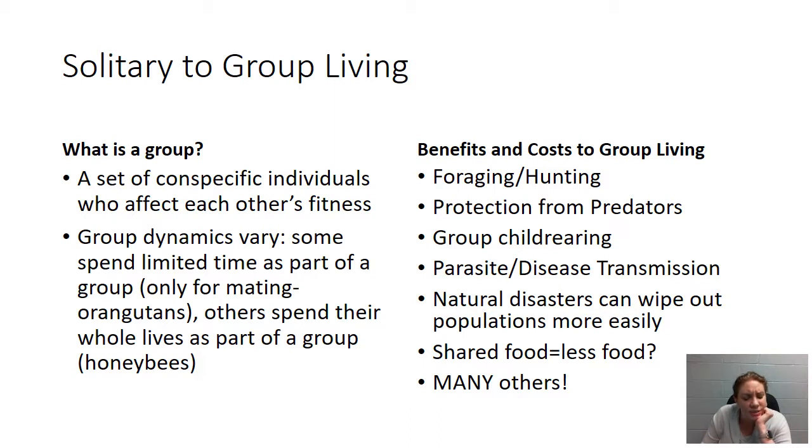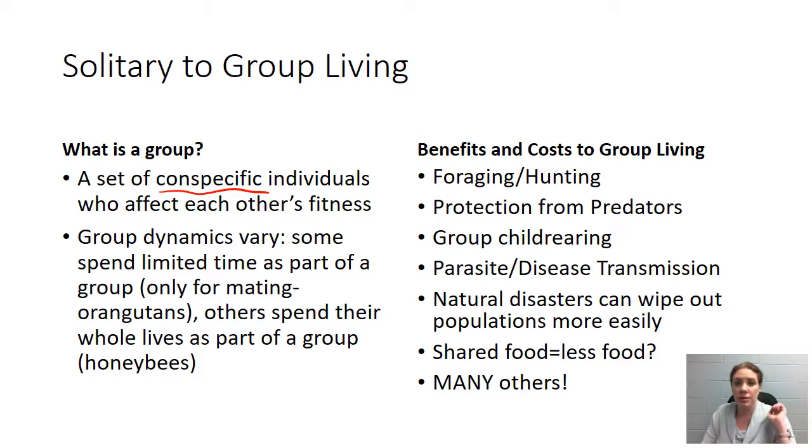But why do people live as groups? Why do ants live as groups? What is so special about social living as a thing? When does this happen, and what triggers it, and why? So a group is technically, in biology, defined as a group of individuals from the same species. That's what conspecific means. Con meaning of the same, specific meaning species, who affect each other's fitness.